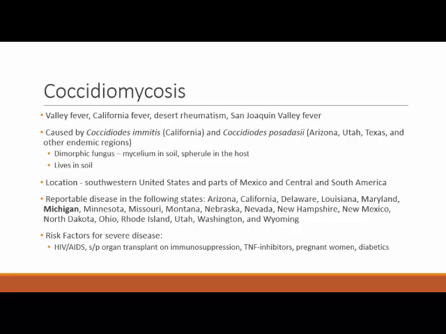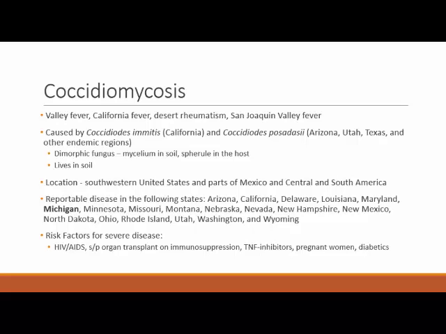It's caused by Coccidioides immitis, which is the type that's found in California, and Coccidioides posadasii, which is found in the other areas in the U.S. Although they are structurally slightly different, they have the same spectrum of disease. It's also a dimorphic fungus. It's a spherule in the host. It lives in the soil.